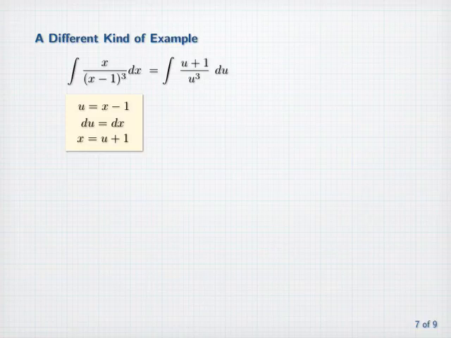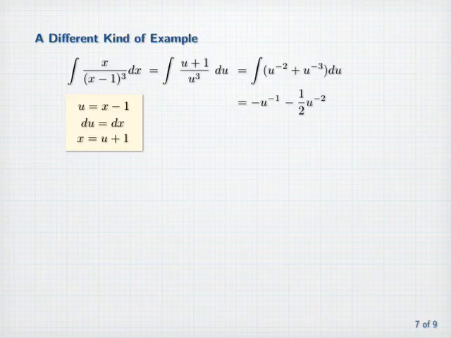So now the question is, are we any better off? Well, we are, because we can now split up the integrand into two terms, each of which is a power of u. It's u to the minus 2 power plus u to the minus 3 power. Now each term is easy to integrate with the power rule. Our first term is u to the minus 1 divided by minus 1. The second term becomes u to the minus 2 divided by minus 2, and we add our constant c.